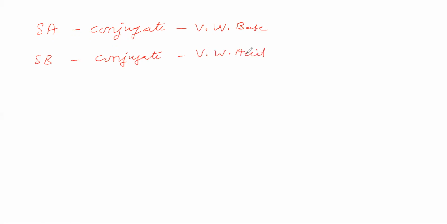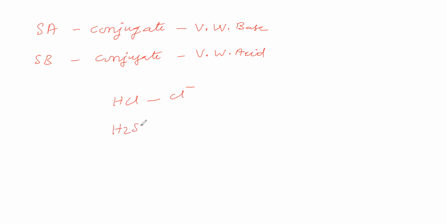Okay. So these 2 points we got it. One is strong acid, its conjugate is very weak base. What is conjugate? Conjugate means the difference is 1 H plus. Suppose HCl, its conjugate is Cl minus. 1 H plus is the difference. So between them, one H plus is the difference.